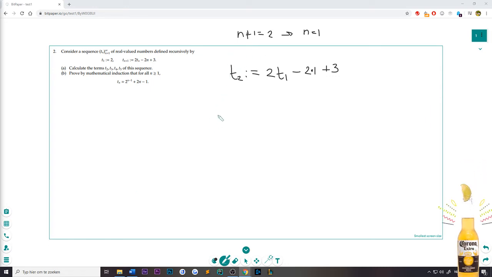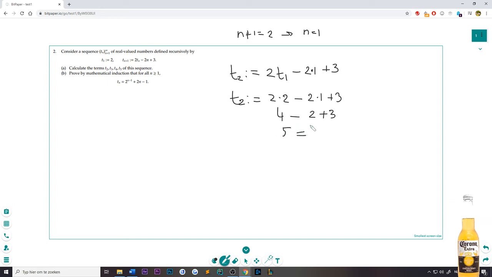Well, induction is kind of chill, and I don't think the stuff on the exam will be super hard, but if you don't understand induction, even the easiest question will become hard. Okay? So anyway, to calculate T2, you just plug in the previous formula. We know that T of 2 is 2 times T of 1. T of 1 is 2, so that's 2 times 2 minus 2 times 1 plus 3. So that's 4 minus 2 plus 3. So that's 5. Okay? And that's the answer for T of 2.